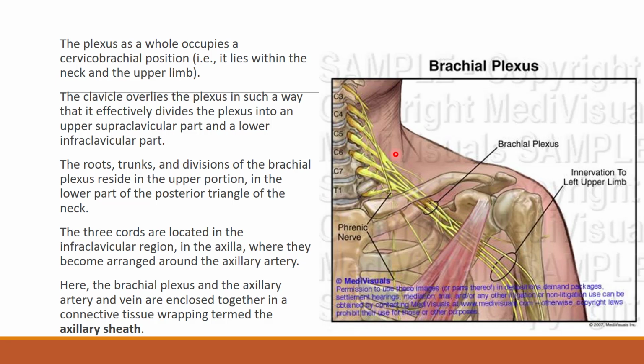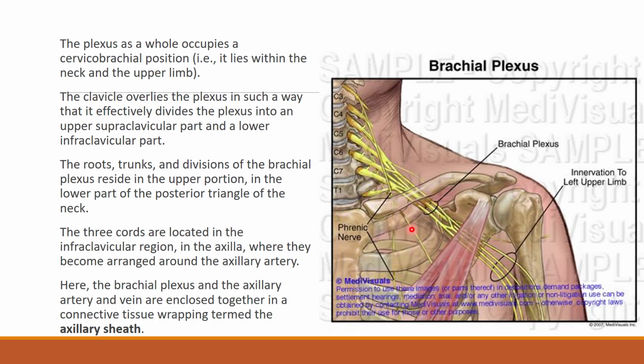The roots, trunks and divisions of the brachial plexus reside in the lower part of the posterior triangle of the neck. See here, this is the lower part of the posterior triangle of the neck. Here the roots, the trunks and the divisions of the brachial plexus are present. The three cords are located in the infraclavicular region. See here, this is the infraclavicular part because it is below the clavicle.